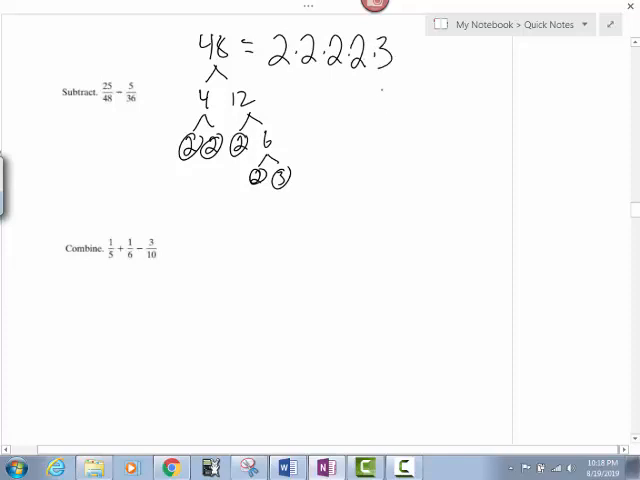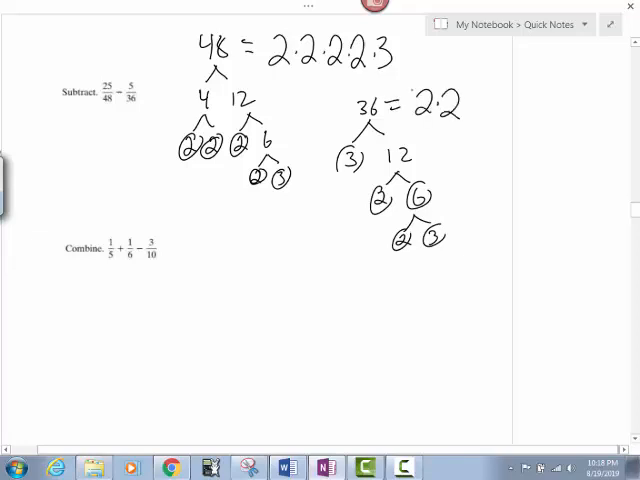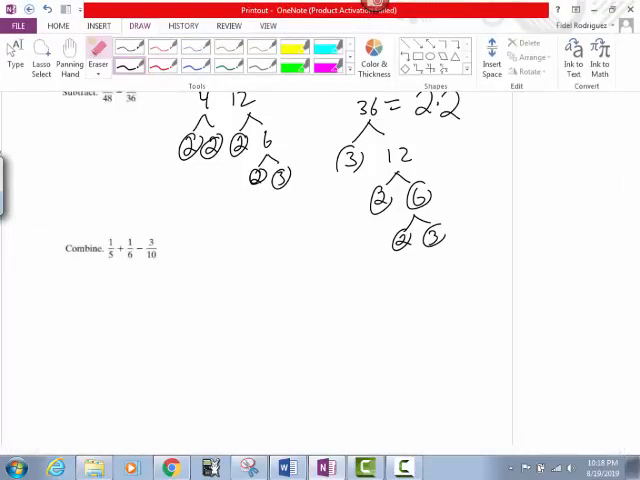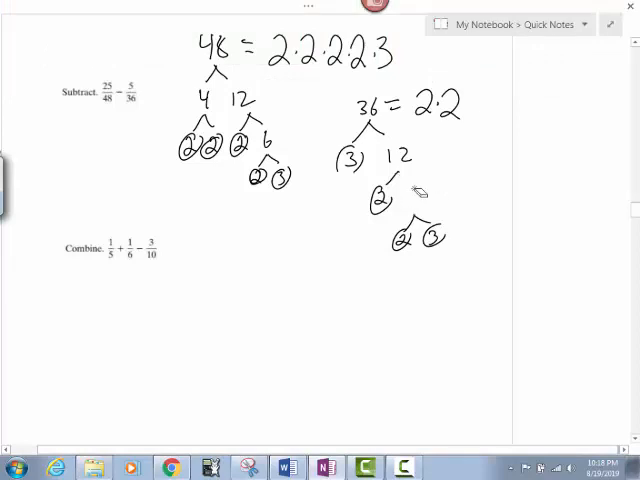Let's do the same thing for the number 36. I don't know, let's say 3 and 12. That's 2 and 6. That's 2 and 3. So we have, oops, that 6 should not have the circle around it because we broke it down. So we have 2 2s and 2 3s.